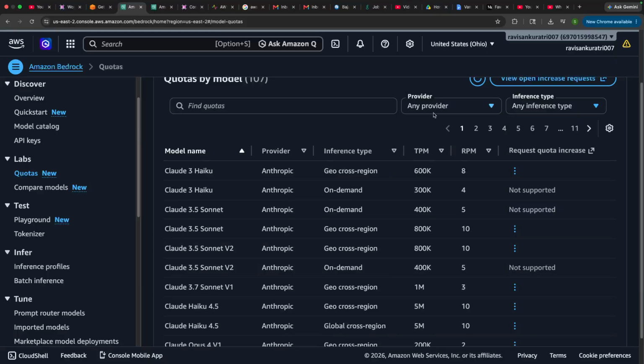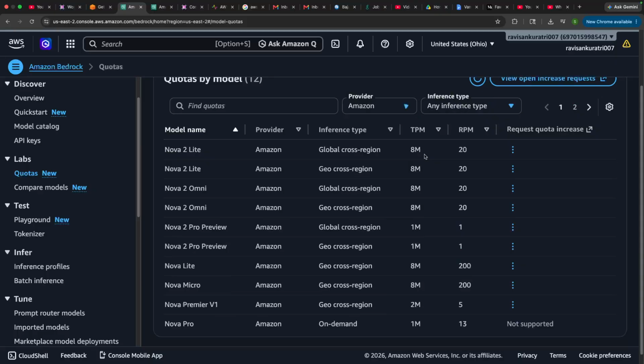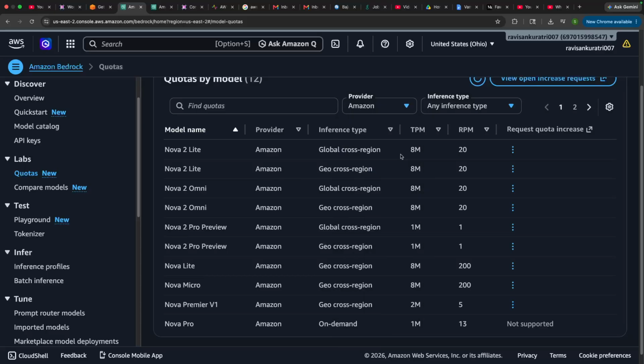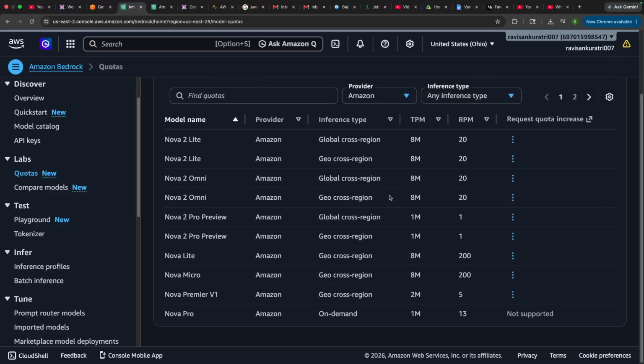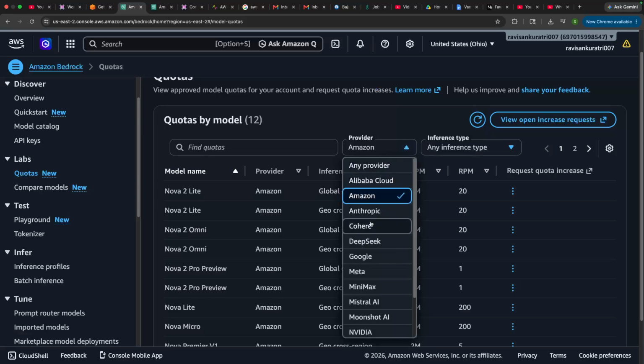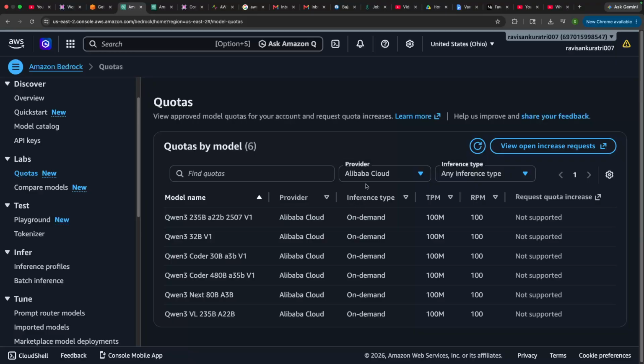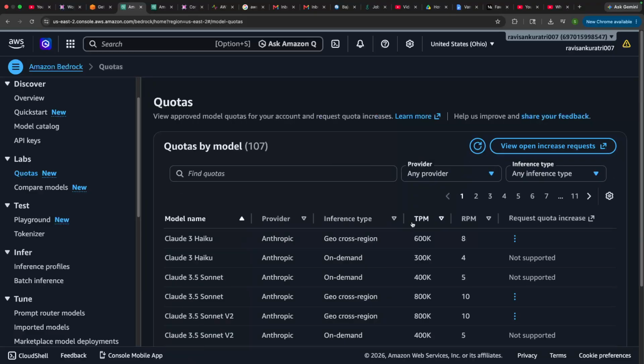And this is how it looks. There are many providers, and out of many providers, Amazon got the most TPM, like 8 million throughput per minute. Those many tokens, input plus output tokens, you can use. Nova 2 Lite is the smallest one, and it depends on this. In labs, you can check what exactly you got based upon the model provider and the inference type. And three things you should look for are inference type, TPM, and RPM.